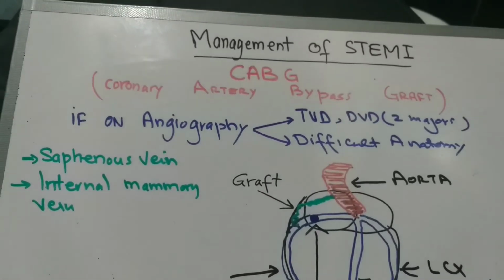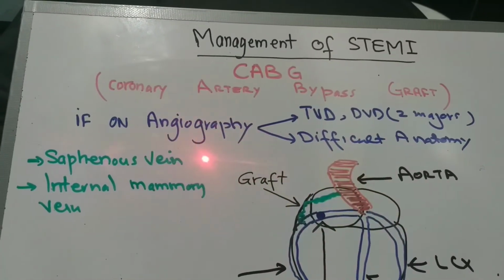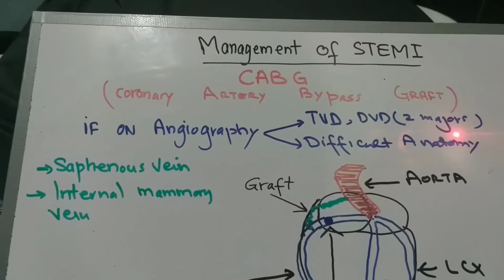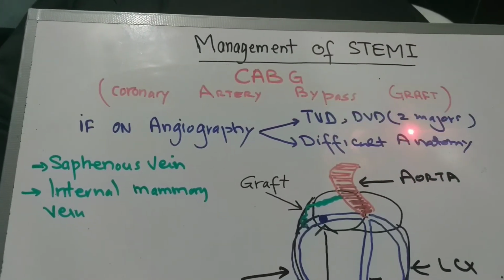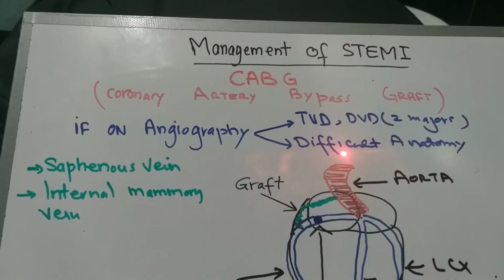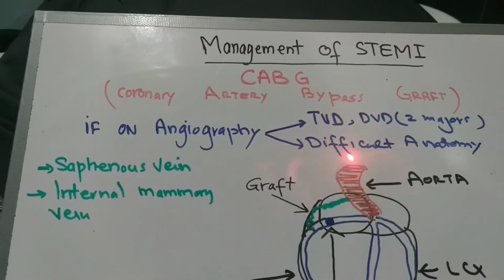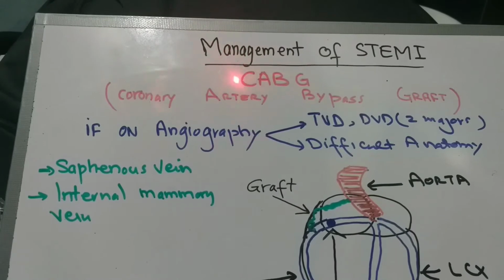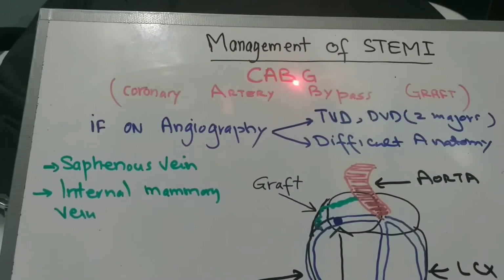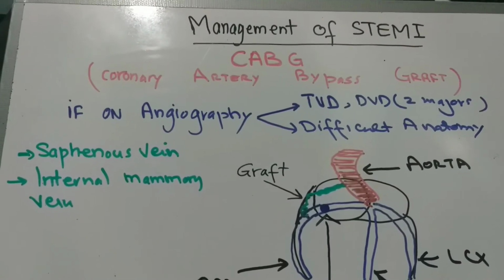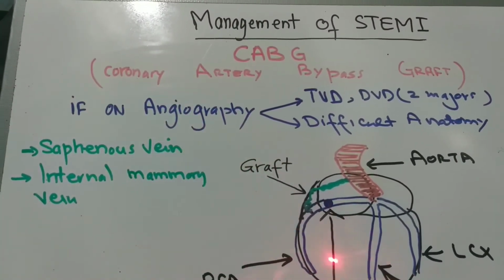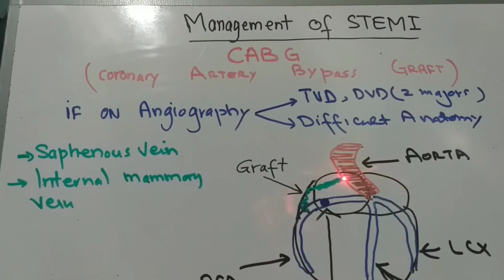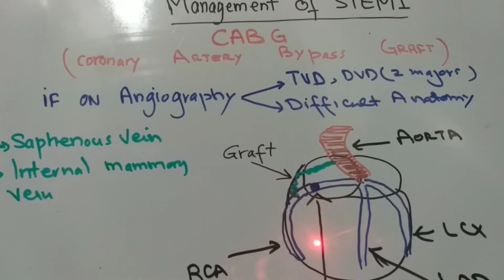Now if on the angiography the findings are that it's a triple vessel disease or double vessel disease with the two major arteries, for example LAD and right coronary artery, or there is a difficult anatomy of the coronary arteries and there is a risk of arterial rupture during angioplasty, then the option would go to the CABG, which is coronary artery bypass graft. What happens in the CABG is that we take either the saphenous vein from the legs or the internal mammary vein from the chest, and then we place a graft between the aorta and the affected coronary arteries.